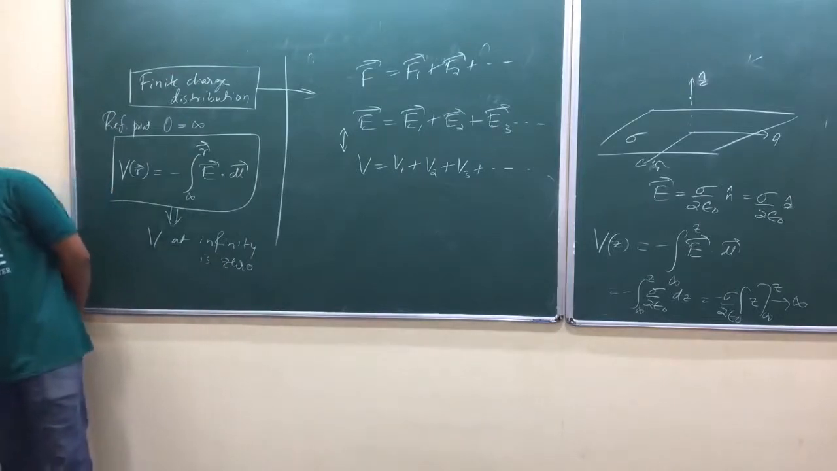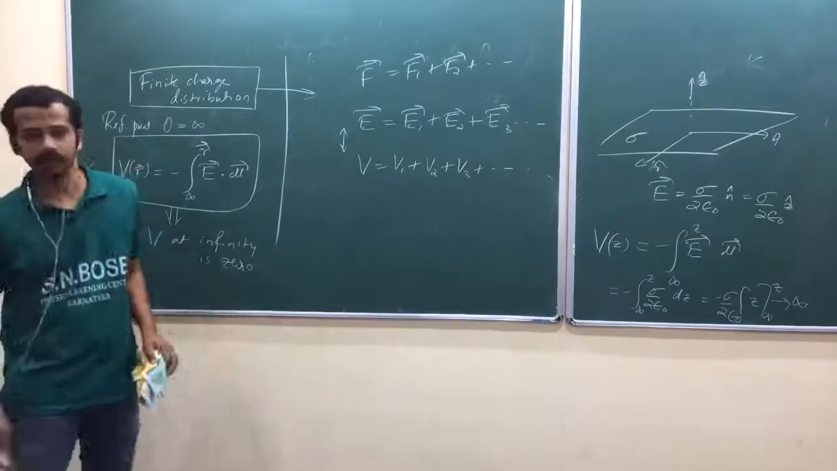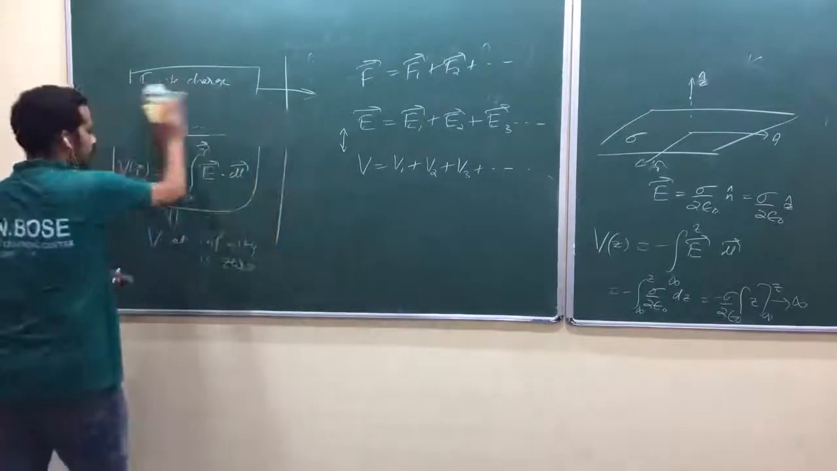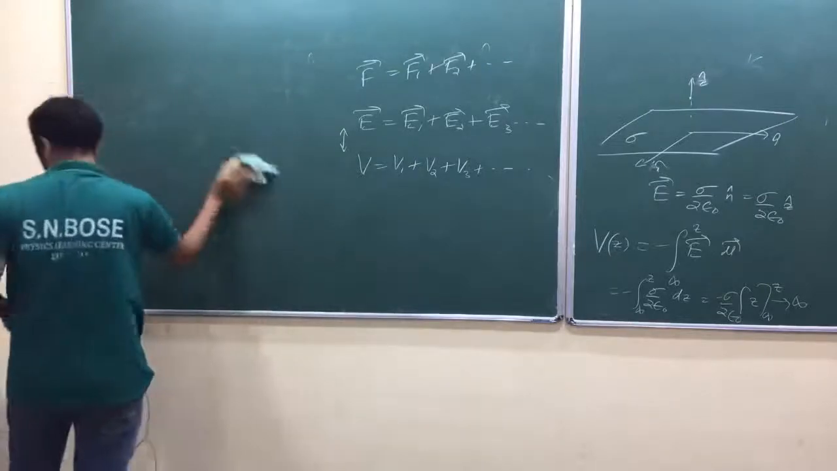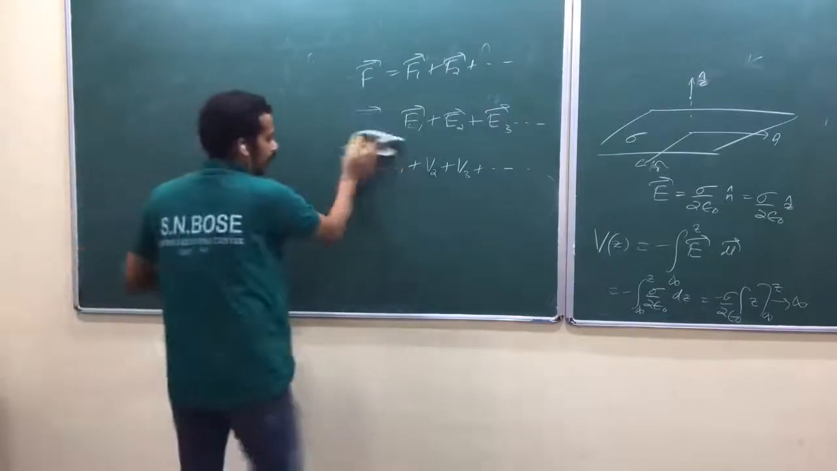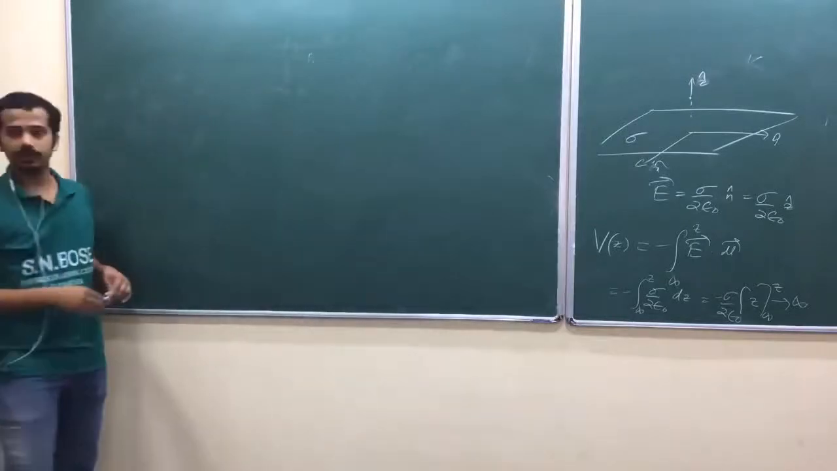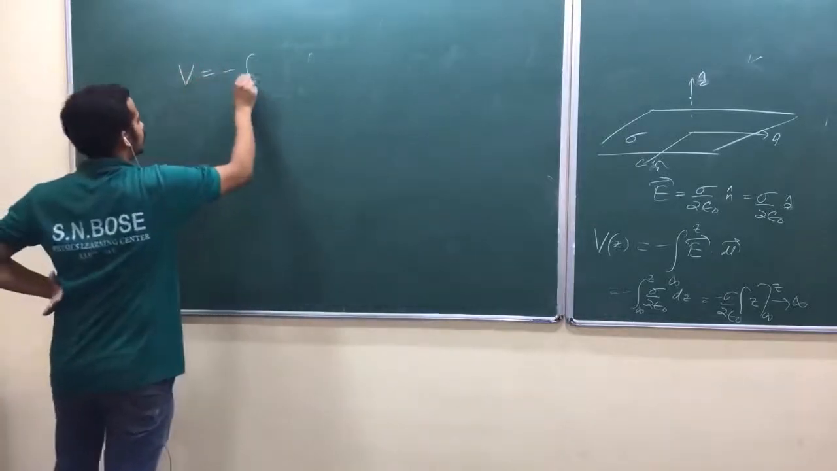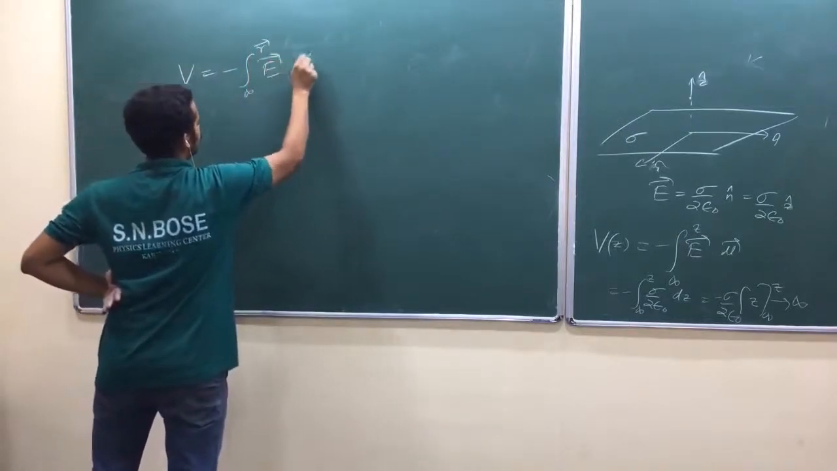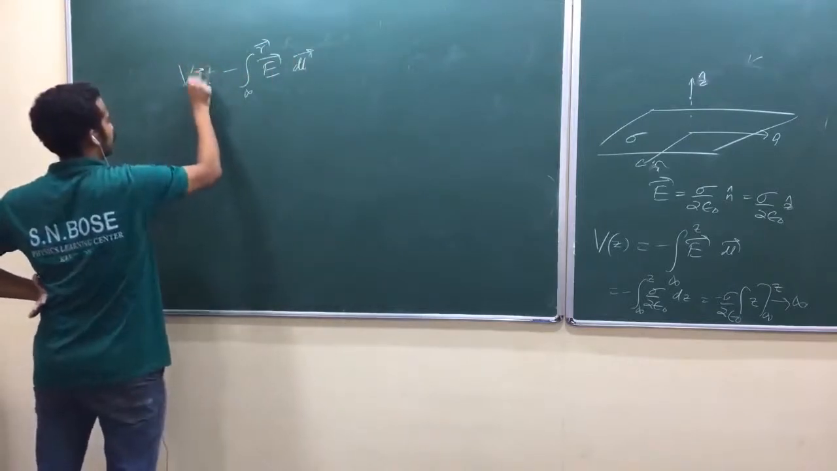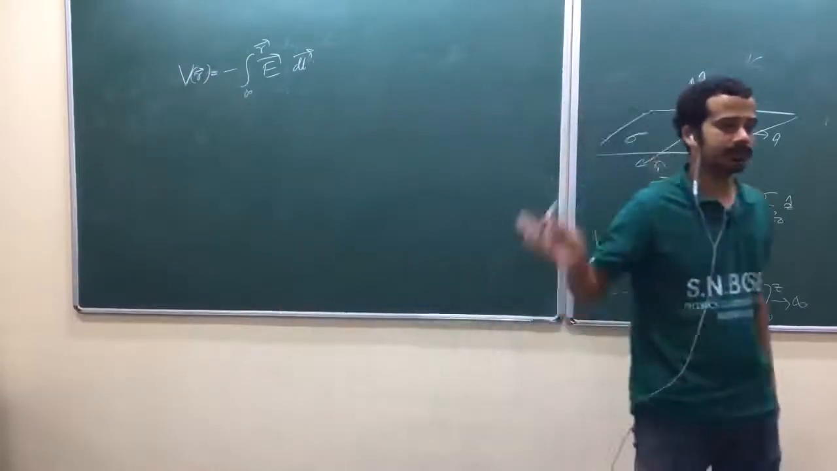Again, let me quickly find the electric potential due to a spherical shell of radius r, inside and outside, for a finite charge distribution. I haven't discussed the other way of finding the potential. I am just discussing potential due to a finite charge distribution by line integrating the electric field from infinity to r. We are finding the potential from the electric field.